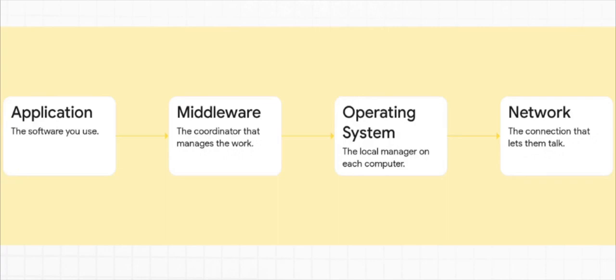So how does this big team of computers stay organized? Well, it all comes down to layers. At the top, you've got the app that you actually use. But underneath, there's this critical layer called middleware. Think of it like the project manager, directing traffic and telling each computer what to do. Then, of course, each computer has its own operating system, and the whole thing is connected by a network that lets them all talk to each other. It's a really elegant system.